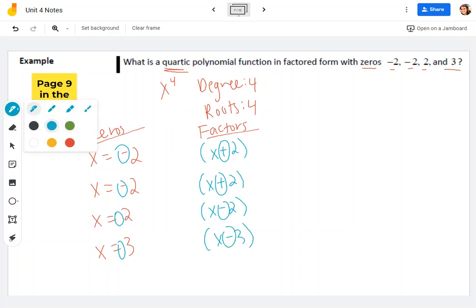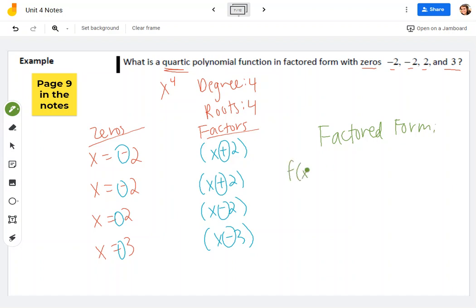And then to write this in factored form, we're going to want to just make it look a little more formal. f of x equals x plus 2, x plus 2, x minus 2, and x minus 3. So this would be acceptable, but if we notice we have 2 x plus 2's.